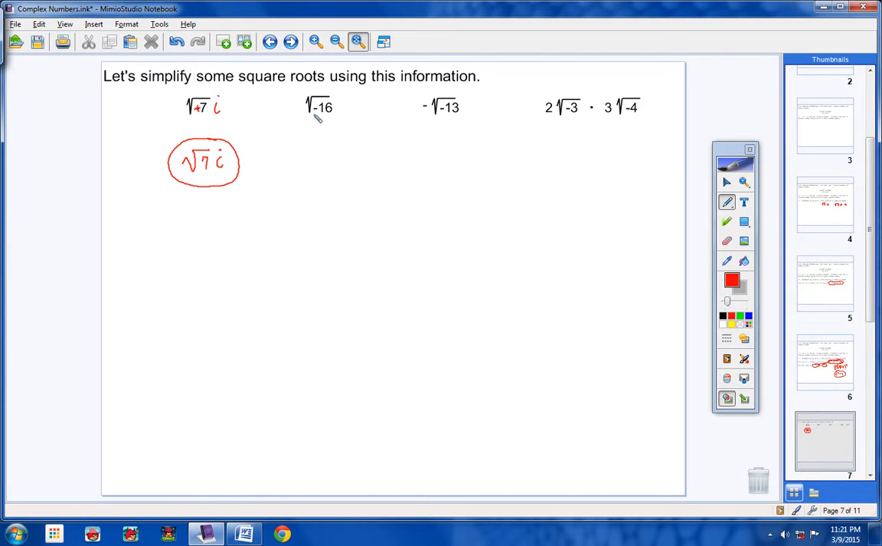Alright, let's take a look at the square root of negative 16. If I'm going too fast, just pause the video. First of all, make the 16 positive.